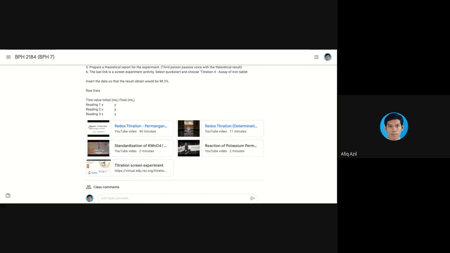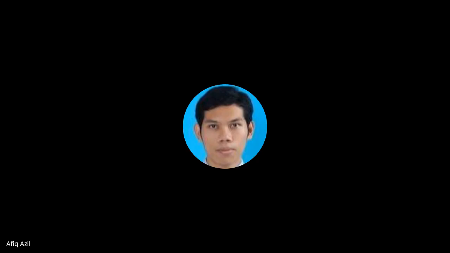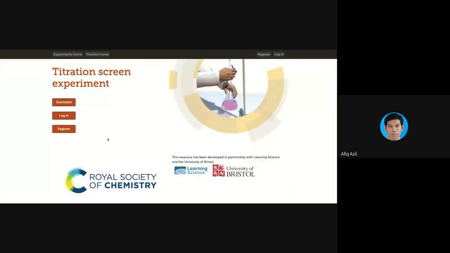And this one also, there is a screen experiment which you can try. Wait, I'll share it with you. So for this one, same steps. Just press quick start and select titration level 4.